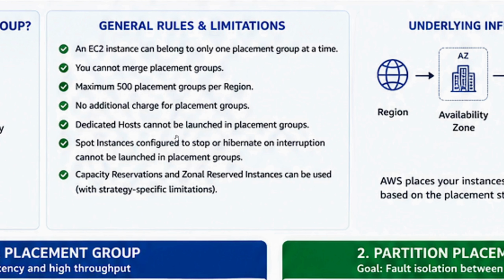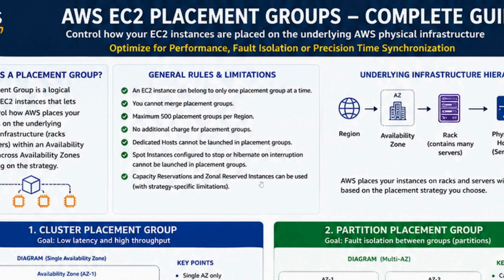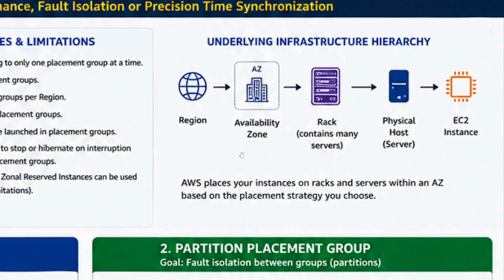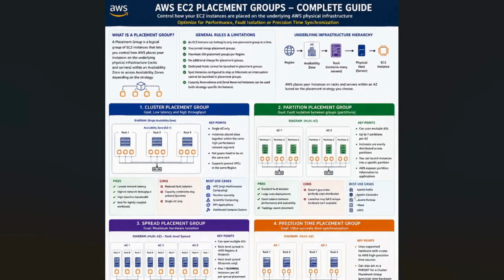You pay for a dedicated host, basically. They cannot be part of the placement group. Spot instances, again, are not part of the placement group. And capacity reservations, etc., can be used. And this is how it is. The underlying infrastructure hierarchy: you have the region, you have the availability zone, you have the racks, and racks can have physical hosts, and then you have the instances. So this is how the underlying infrastructure looks.